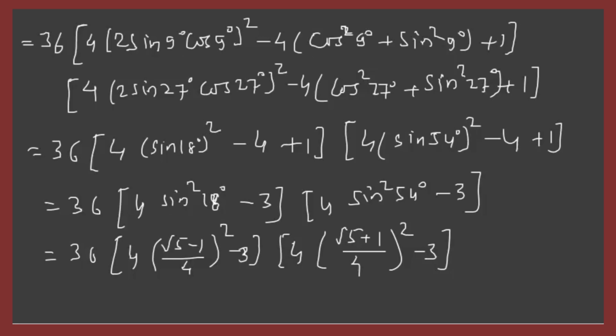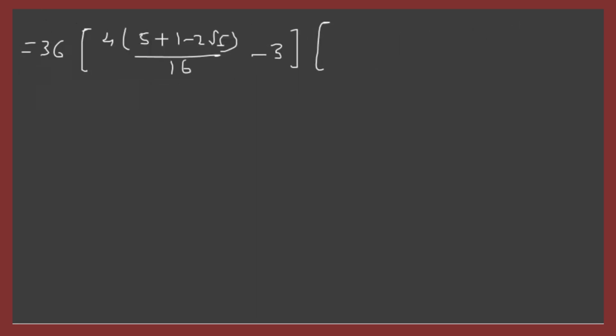So (5 plus 1 minus 2 root 5) divided by 16, and minus 3. This part, and the other part we will expand again, the other bracket. So here the 4, and expanding this, (5 plus 1 plus 2 root 5), a plus b the whole square, divided by 16, and minus 3. So just cancel this out here.